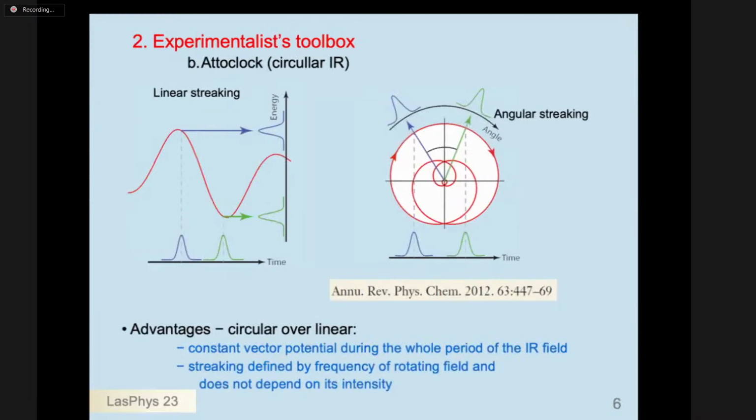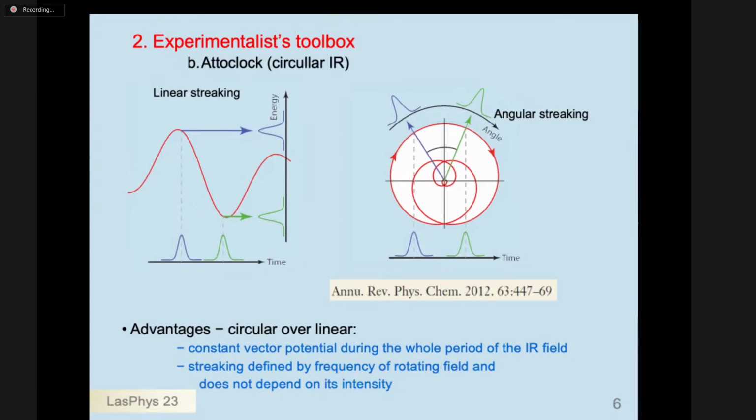Attosecond streaking can be done in two different ways, either with linearly polarized light or circularly polarized light. With linear streaking, we convert the time to the energy of the photoelectron, but with angular streaking, we convert the time of the birth to the angle of photoelectron emission. Circular streaking has certain advantages over the linear.